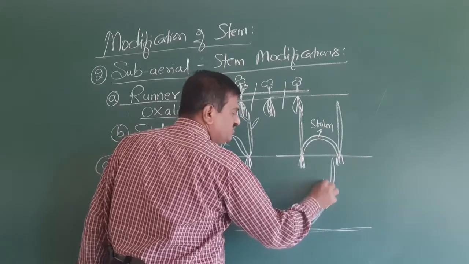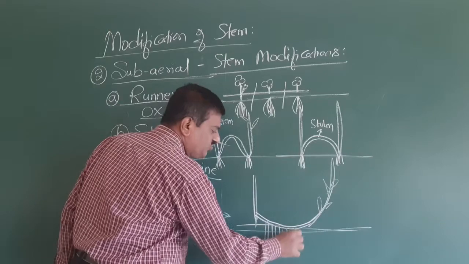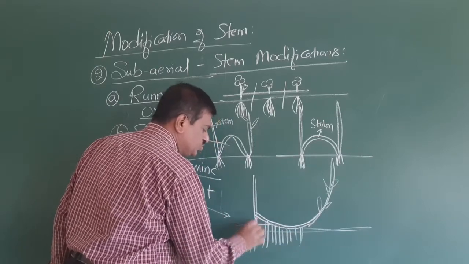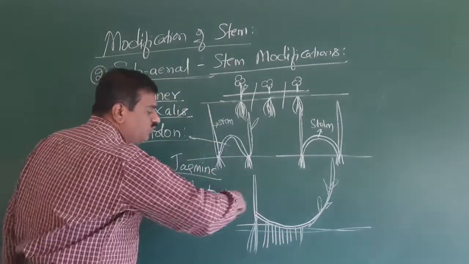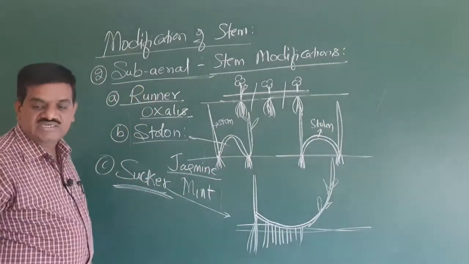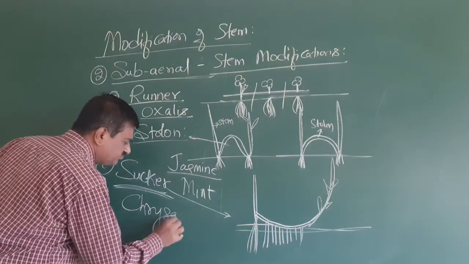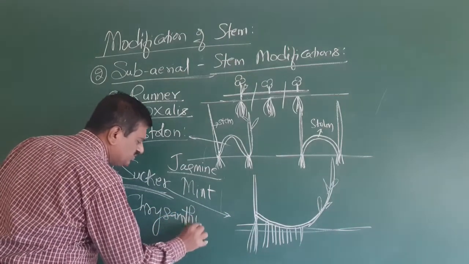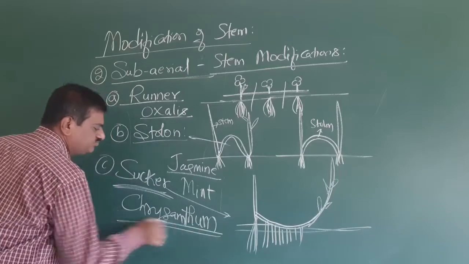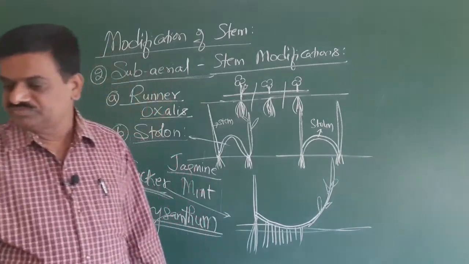So like this, there is a presence of leaves. Here there is a presence of adventitious roots. When a plant is growing horizontal, this is called a sucker. The example for this is chrysanthemum. Chrysanthemum is the example for sucker.